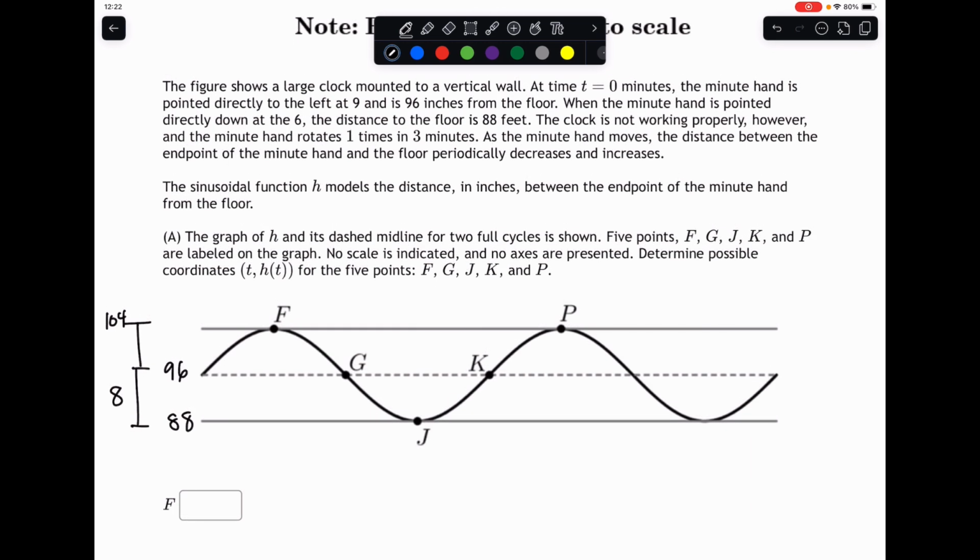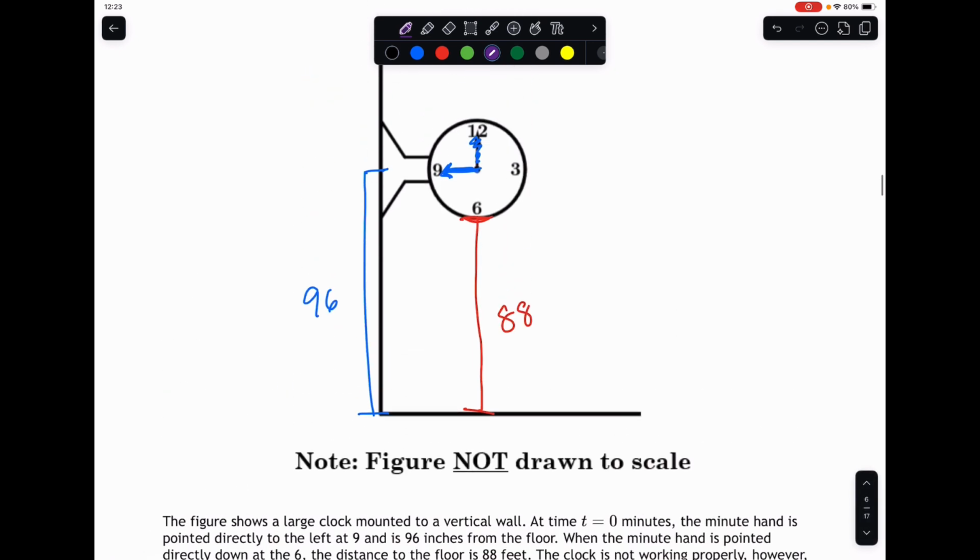Now we have to be very careful in this particular example, because we might have the tendency of just starting right here, assuming that this is going to be 0. But because of the direction that the clock hand is moving, even though it doesn't say it, it is correctly presumed that the clock is going to move in a clockwise direction, okay? It's not going to move counterclockwise. So from the midline, we're moving in an upward direction.